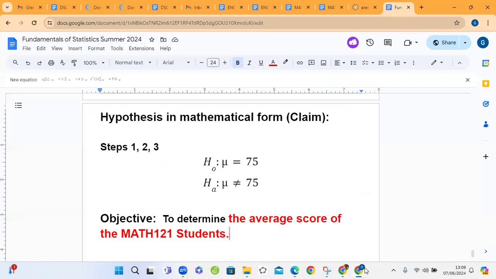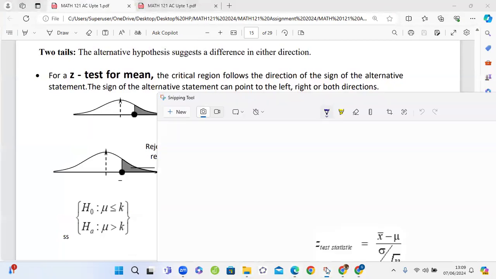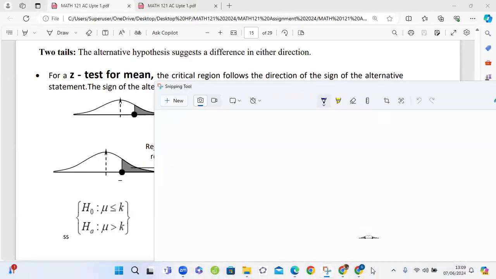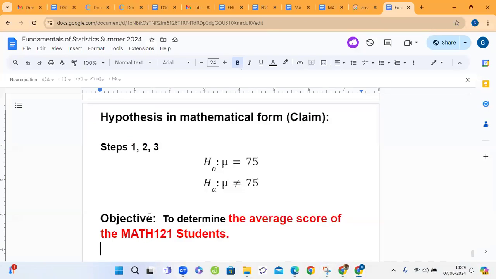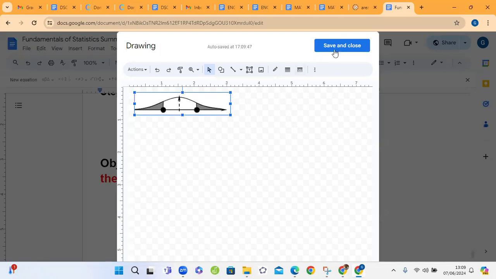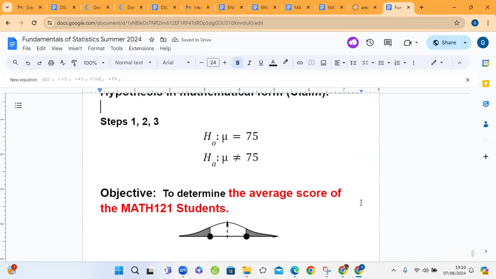Let's look at the sign of our alternative. Our sign for the alternative is not equal, so we have a two-tail test. We can use our snipping tool and take a snapshot of this and paste it in our working, in drawings. That will be steps number 4 and 5.